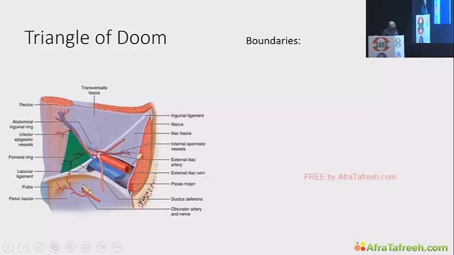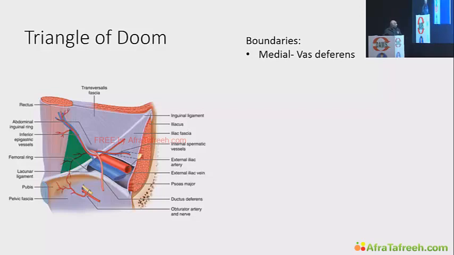So this is the vas deferens. This is the testicular artery and this is the peritoneum covering the psoas. This triangle is called the triangle of doom. Never do very extensive surgery or fixation here. Okay? So what are the boundaries?